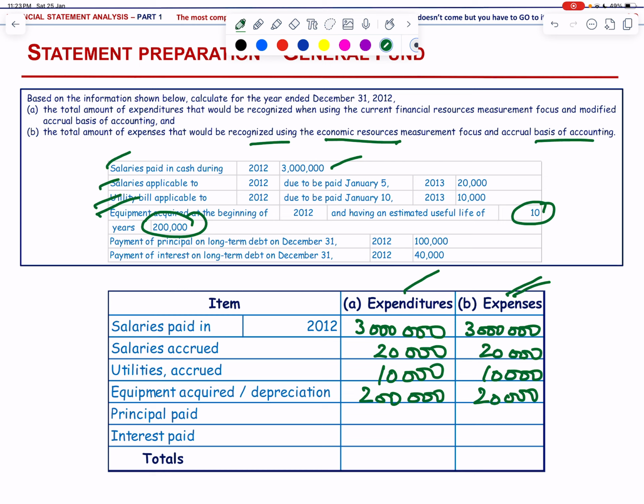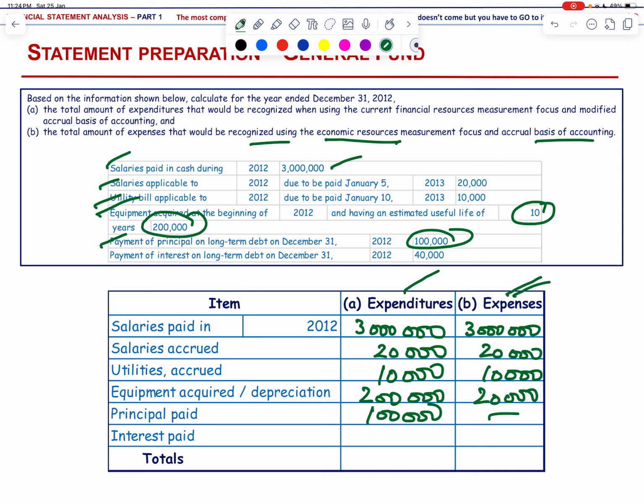Number 5, payment of principal on long-term debt on December 31, that is 100,000. Now, under the modified accrual basis, the payment of principal on long-term debt is considered as an expenditure when paid. So, expenditure is of 100,000. And under the accrual basis, the payment of principal on long-term debt is not considered an expense. It reduces the liability, but does not affect the income statement. So we are not going to record it over here as an expense.